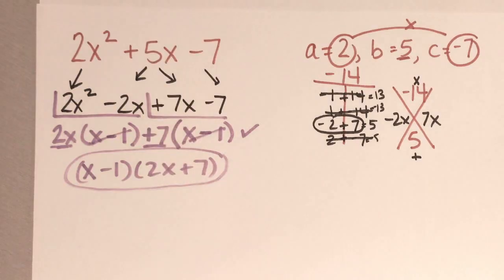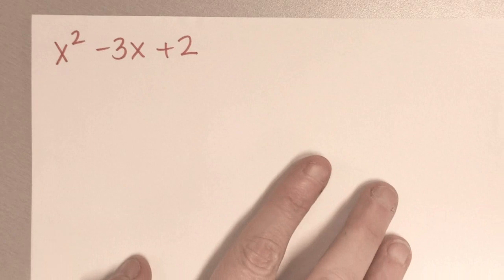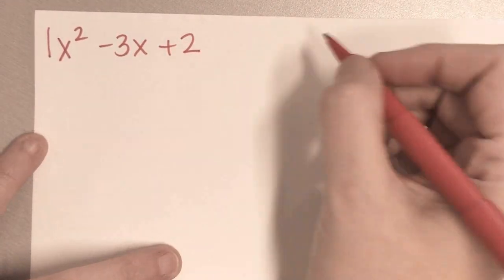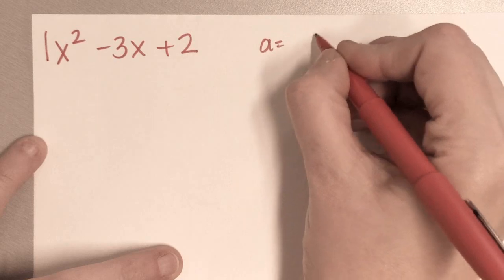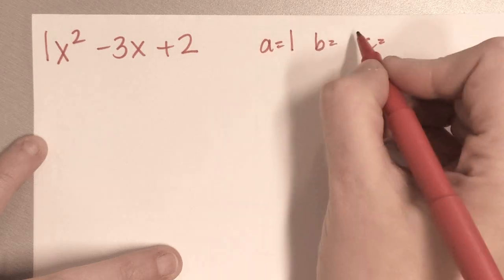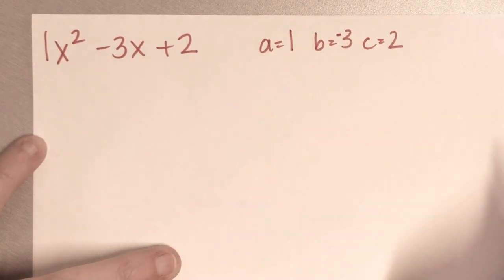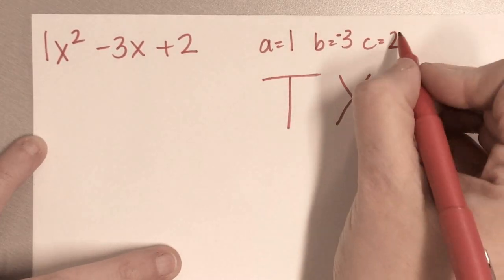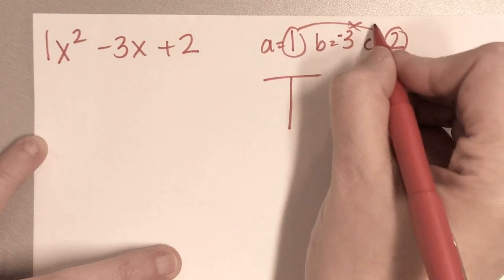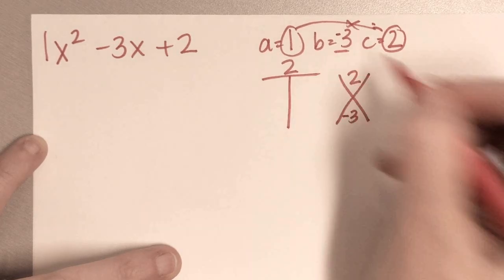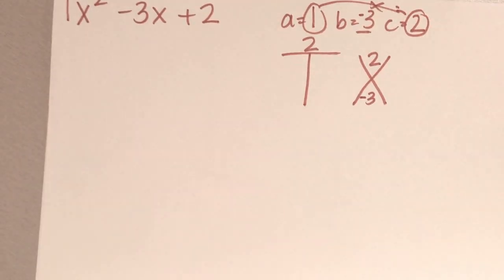Last example I'm going to do is x squared minus 3x plus 2. Now this one is going to look a little different, and pretty soon you're going to see why. I'm going to add my invisible 1. Step 1, organize. I'm going to find A, B, and C. This is written in standard form, so I just go down the line. 1, negative 3, 2. I draw my big Texas, and then I find A times C, which is 2, and it has to add up to B, which is negative 3. Phase 1 is done.